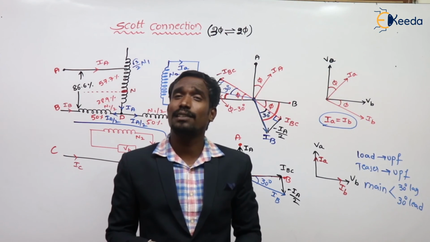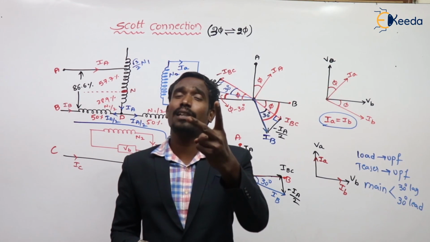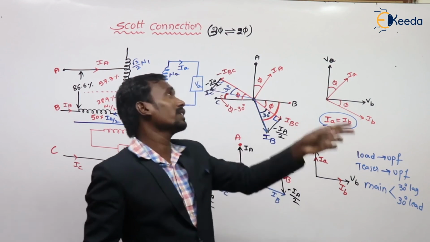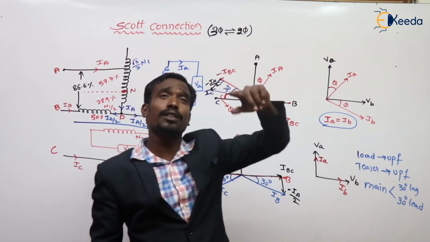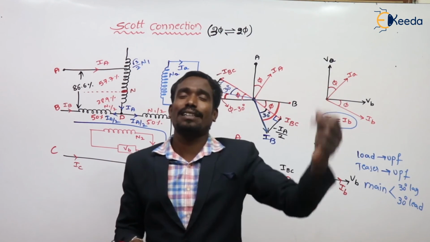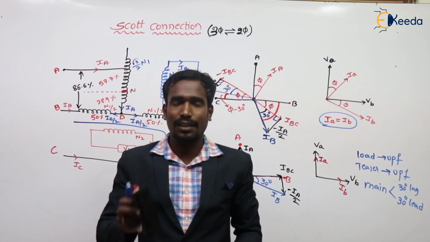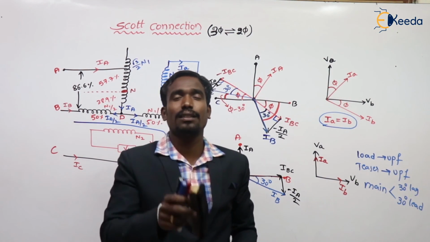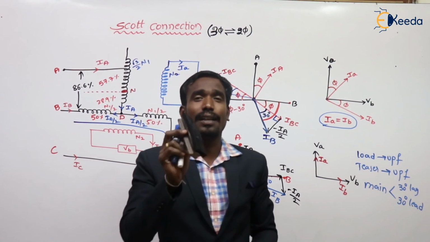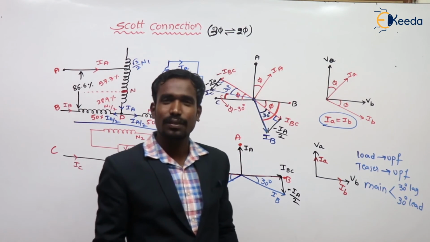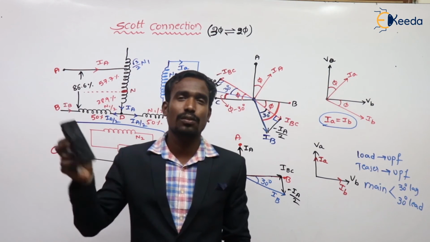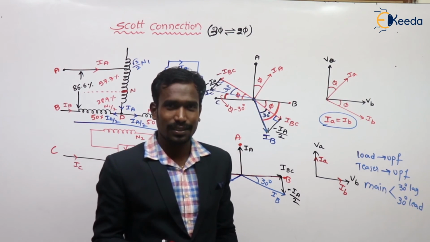In furnaces also, by using 2 single-phase furnaces, we can convert into 3-phase. Or by using a 3-phase system, we can use 2 single-phase furnaces. In that condition, where we require 3-phase to 2-phase conversion, we can use this Scott connection. This is about Scott connection, very important for us. Thank you.